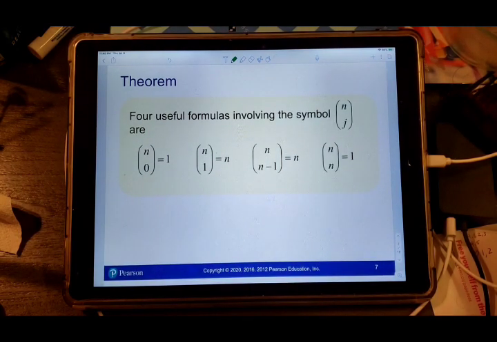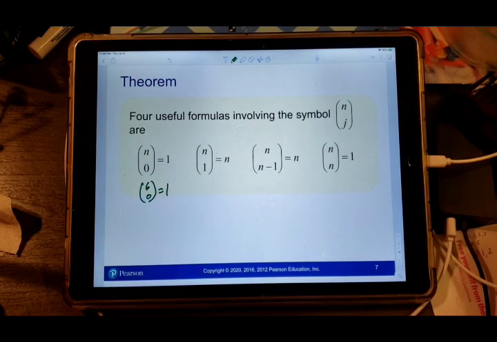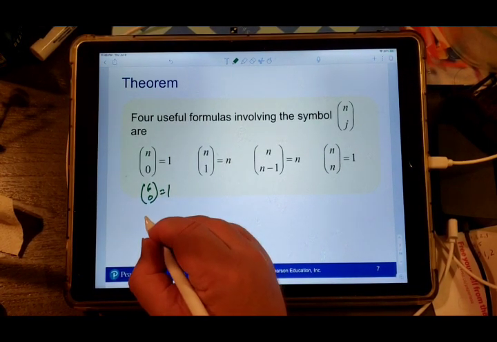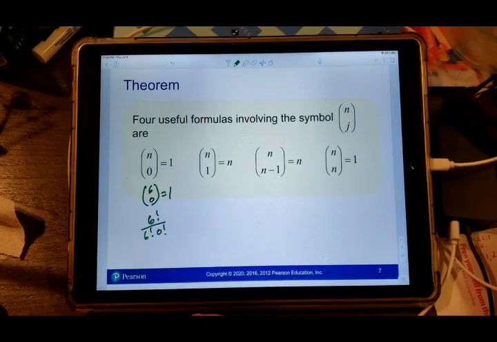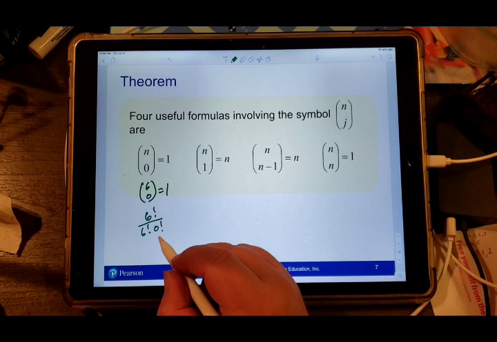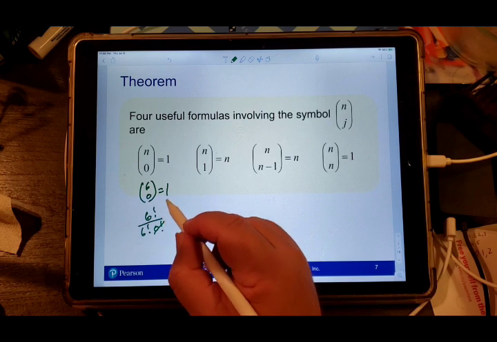So here they give you 4 formulas. I guess they're formulas. NC0, so let's put an actual number in there. Let's say 6C0. It's 1. Why is it 1? Well, if you actually ran through it, you get 6 factorial over 6 factorial over 0 factorial. And we said in a previous video that 0 factorial is 1. So if this is 1, I just have 6 factorial over itself. So the fraction gives me 1.